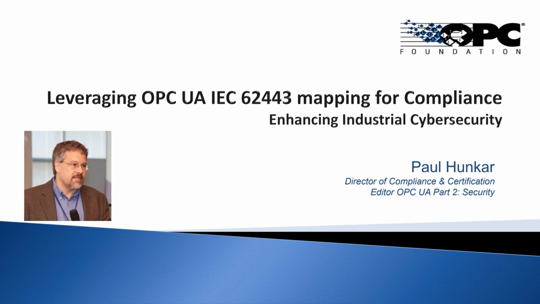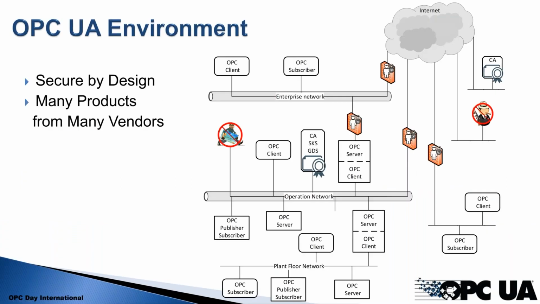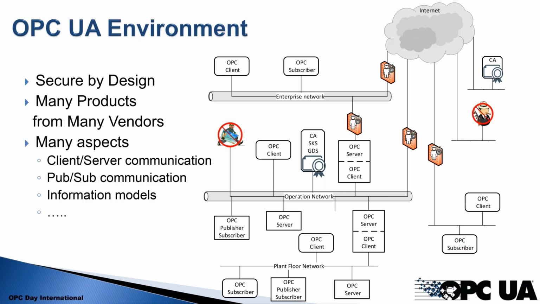So anyhow, let's get on and talk a little bit about IEC 62443 and about OPC security. So OPC-UA, as Joel had mentioned, is designed to have security in mind. We know that in the OPC environment, you have many products from many different vendors, and these products have to communicate together and do it in a secure manner. So we have client-server and pub-sub communications. We have information models that Jim and Wolfgang had talked about earlier today. All of this has to work together in a secure environment.